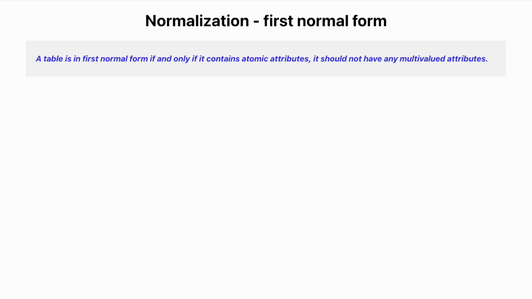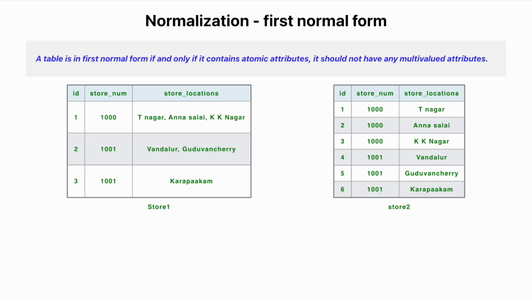First normal form. A table is in first normal form if and only if it contains atomic attributes. It should not have any multi-valued attributes. For example, here in the store 1 table, locations are stored as comma separated values, whereas in store 2, they are stored as separate rows. An advantage of having tables in the first normal form is we can use search criteria with atomic attributes easily. Here, we would be able to filter using store location easily, and the column can also be indexed to make select perform faster.